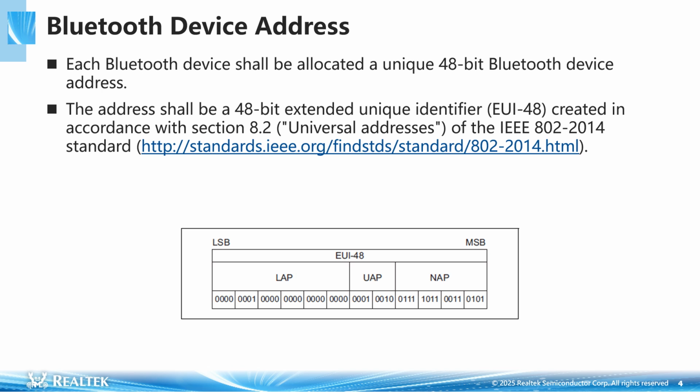Each Bluetooth device shall be allocated a unique 48-bit Bluetooth device address. The address shall be a 48-bit extended unique identifier created in accordance with Section 8.2 Universal Addresses of the IEEE 802-2014 standard. The Bluetooth device address may take any values except those that would have any of the 64 reserved LAP values for general and dedicated inquiries.